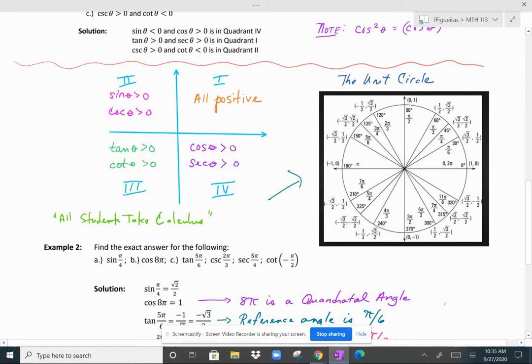Just to remind you of how to read the unit circle, your unit circle provides you with both the cosine and the sine. Remember the X value is your cosine and the Y value of that point on the unit circle is your sine. So the point that corresponds to that angle on the circumference of the unit circle represents your cosine and your sine.